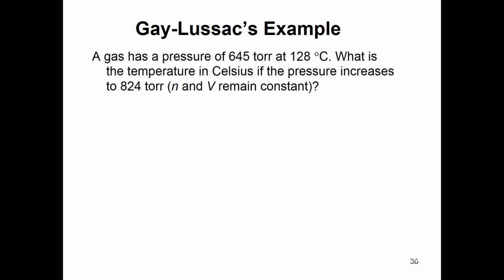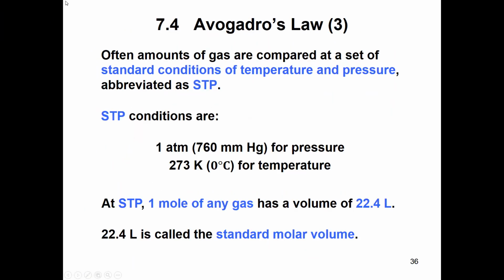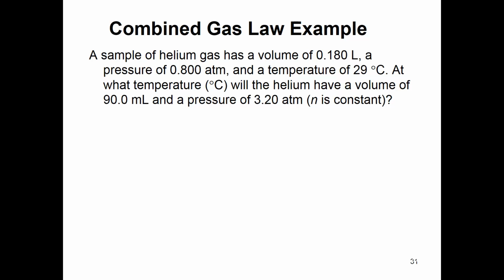All right, so in this problem, P1 is 645 torr. T1 is 128 degrees C. And I know I'm going to have to do what? Convert that to Kelvin. And that's going to give me 401 Kelvin.